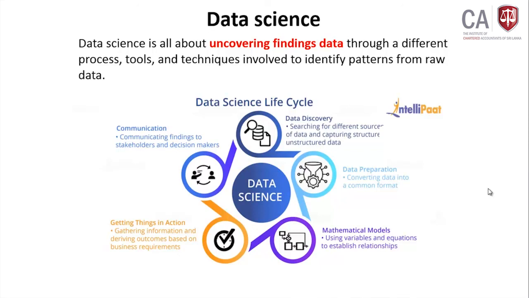This is the life cycle in data science. Data discovery, data preparation, mathematical models. Discover the data through the different sources that will be coming, which can be received as structured and also unstructured. Then prepare those. Data may be in different formats, so now in data science, you are making it a readable format. So those raw data will be prepared, and mathematical models will be used.